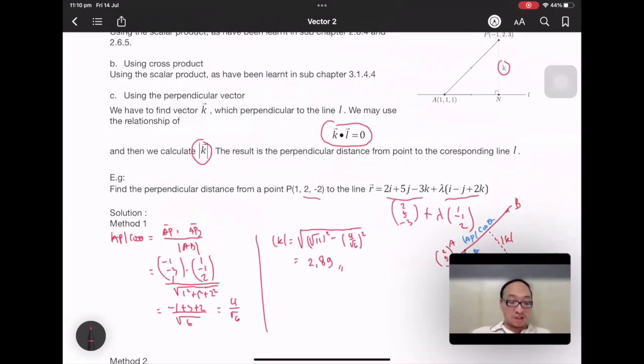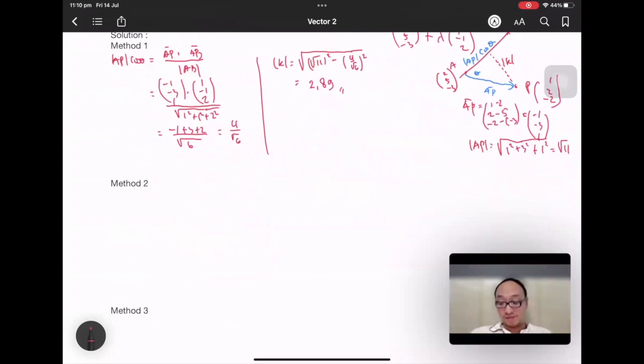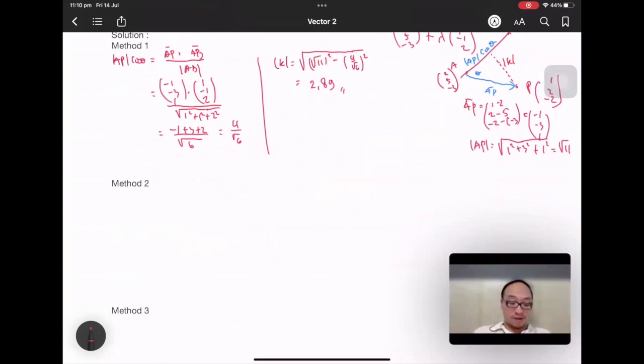The second method is using the cross product. So the formula is AP sine theta equals to the magnitude of AP cross AB, divided by the magnitude of AB. So find the cross product first. AP is -1, -3, 1. AB is 1, -1, 2. So this is the result.